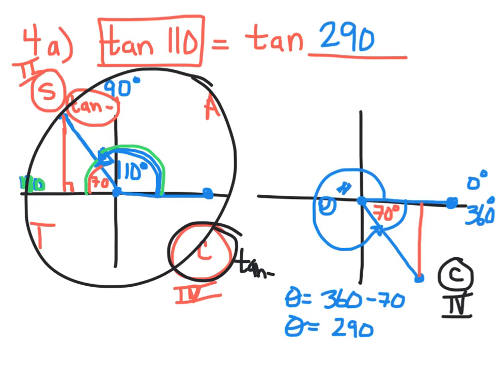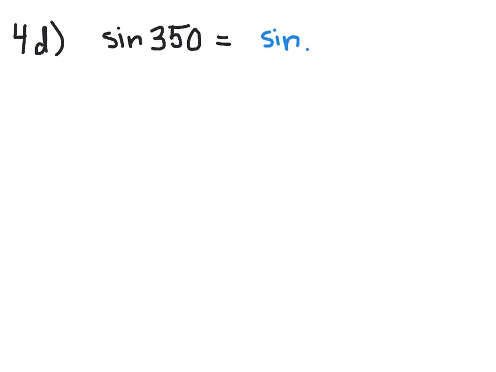And you could try that on your calculator. I would just type in both of those. They should be the exact same number. Let's do another one, exactly the same type of question, except this time we'll look at number 4D. And this time we're going to look at sine of 350. Now sine of 350 has to be equal to the sine of some other number.